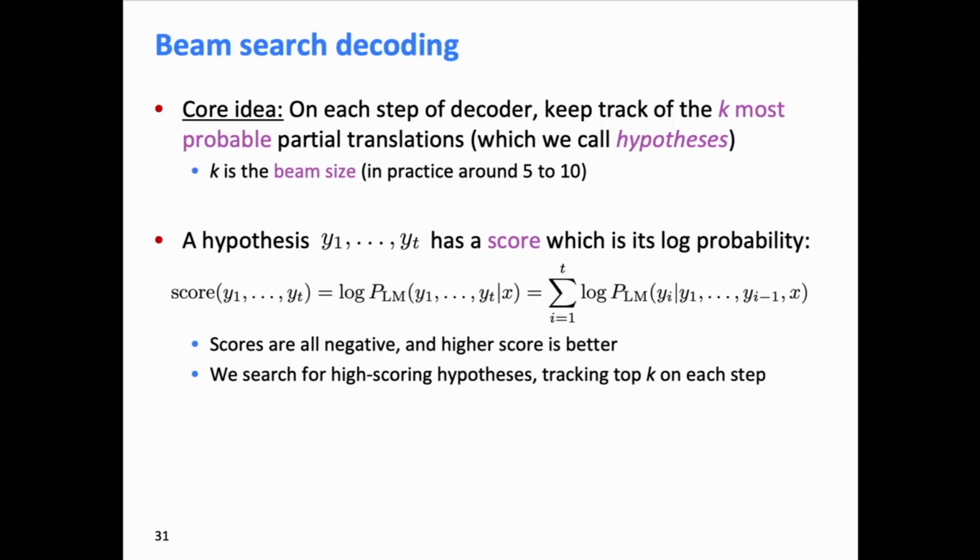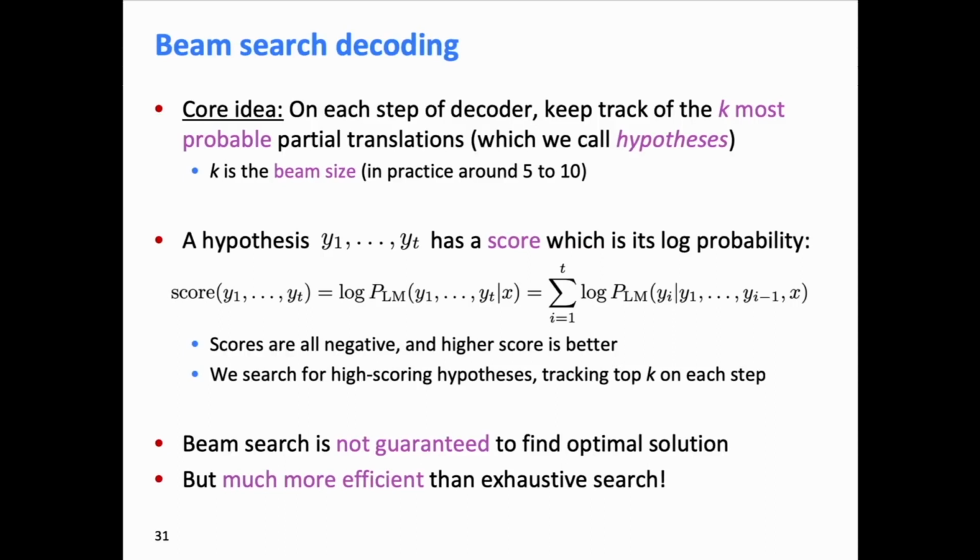So the idea is that we're going to use this score and the search algorithm to search for high-scoring hypotheses, and we're going to track the top K on each step. I'm going to show you a detailed example in a moment, but the important thing to know is that beam search is not guaranteed to find an optimal solution. Exhaustive search, the one where you enumerate all V to the T possible translations, is guaranteed to find the optimal solution, but it's completely infeasible because it's so expensive. So beam search is not guaranteed to find the optimal solution, but it is much more efficient than exhaustive search, of course.